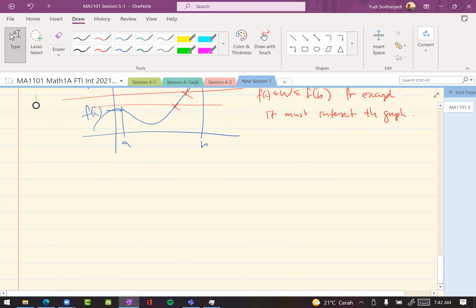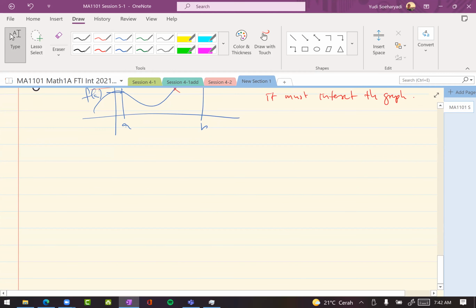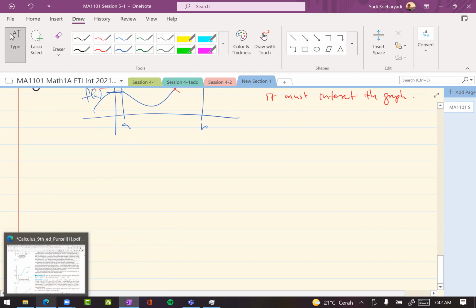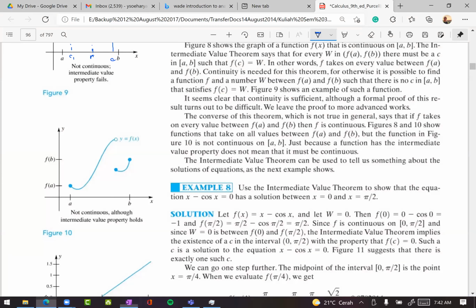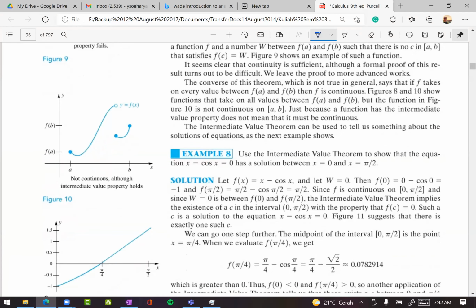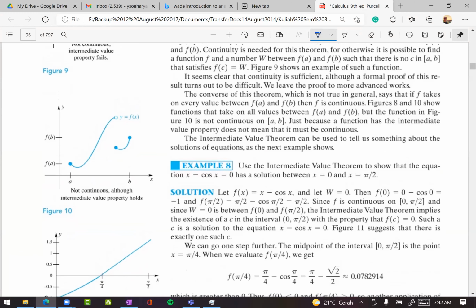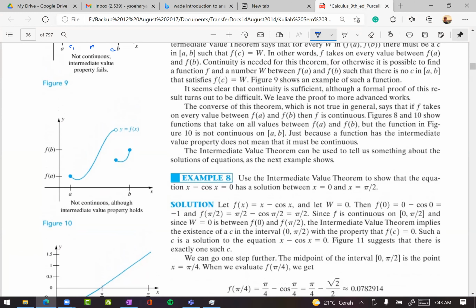All right. Okay, let's see how we use this one. We use it by this example. Okay, I'll explain this one. Let's see. Use the intermediate value theorem to show that the equation x minus cosine x equals 0 has a solution between x equals 0 and x equals pi over 2.